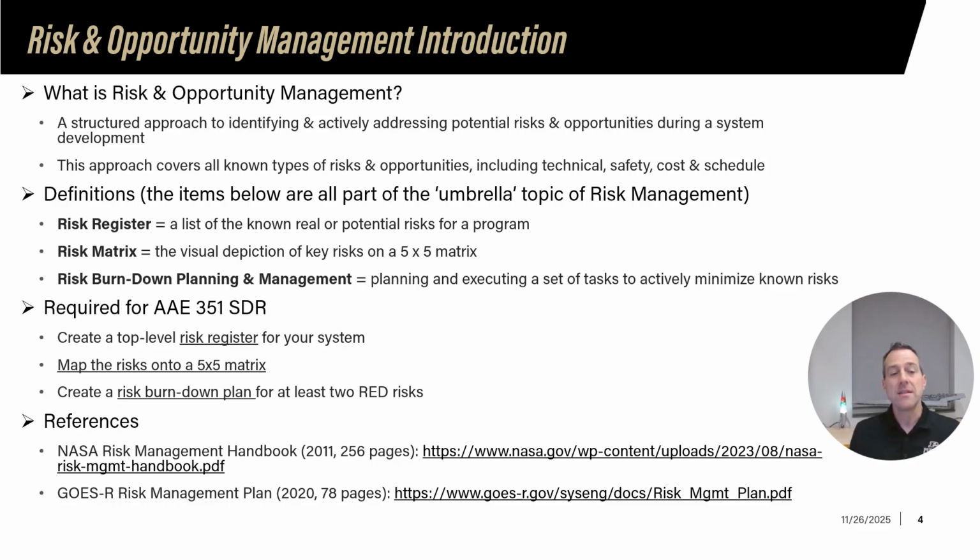So to define terms, all under the umbrella of risk management, first of all, you have a risk register, which is your list of risks with some pertinent information. Your risk matrix is how you then project or visualize the set of risks on one graphic, and I'll go into that. And then risk burn down planning and management is how you then look at addressing those risks which you could potentially do something about in order to make them less risky over the course of the program. And I'll go into that as well.